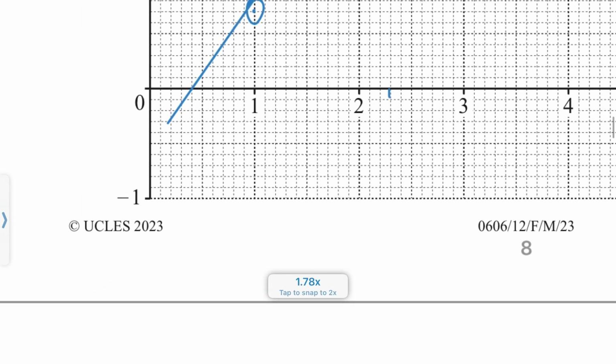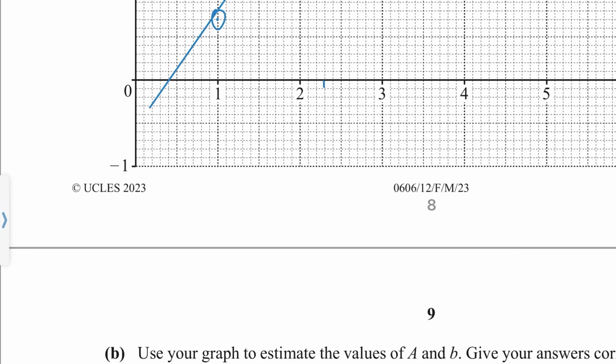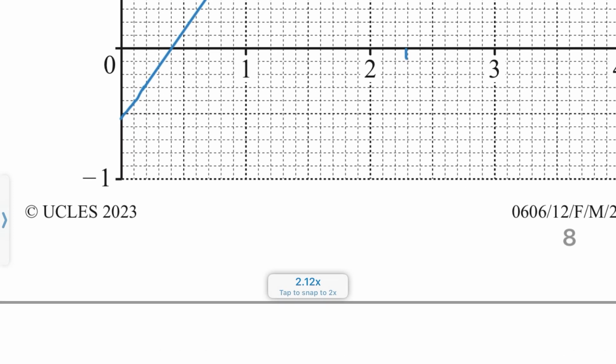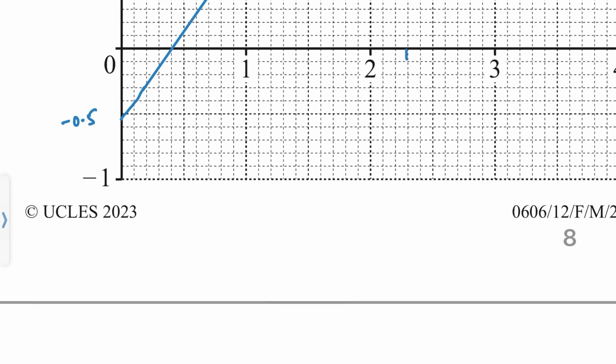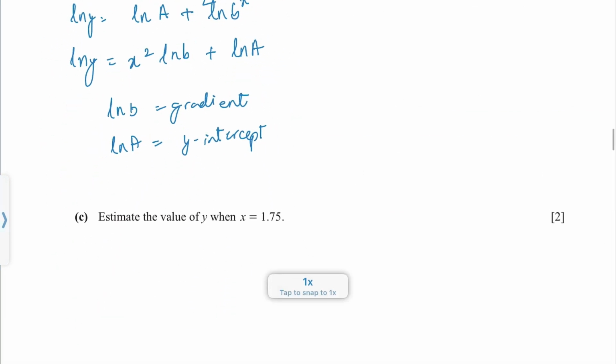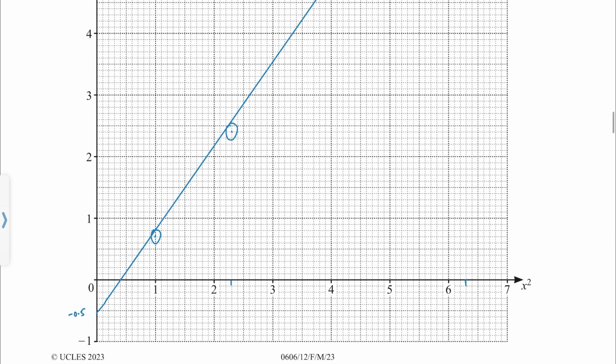Our y-intercept is approximately, if we closely look over here, minus 0.5 to be exact. ln a would be minus 0.5. So this would give us a as e to the power minus 0.5. a is equal to 0.60, 6 or 7, and right, this is 0.607.